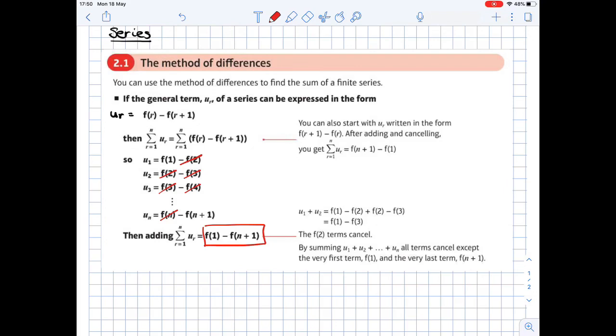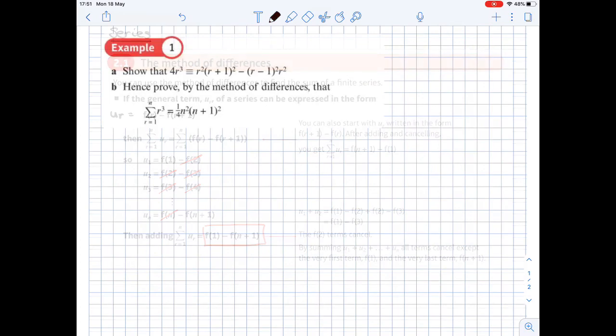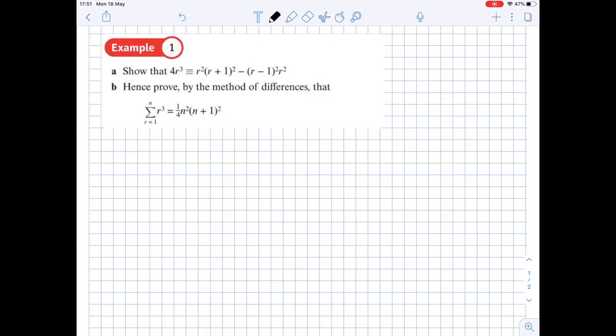And again, with most sequences and series, it is best if you can write out a few of the terms and start to spot the pattern. If you're not quite sure, write a few more terms out until it is obvious. Moving on to example 1. This method can be best seen through the use of examples. However, quite often we have to start with some algebraic manipulation.